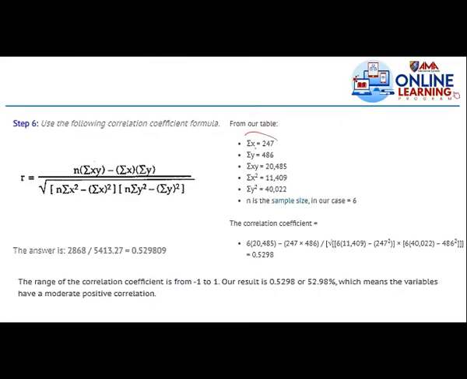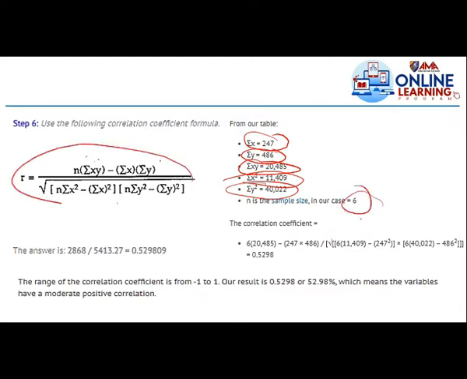So the summation of x is 247, summation of y is 486, summation of xy is 20,485. The summation of x squared is 11,409, and the y squared is 40,022. Then our n is 6. So just substitute one by one here, and we will have a result of 0.529809. The range of correlation coefficient is -1 to 1, or -100% to positive 100%. Our result is 0.5298 or 52.98%.